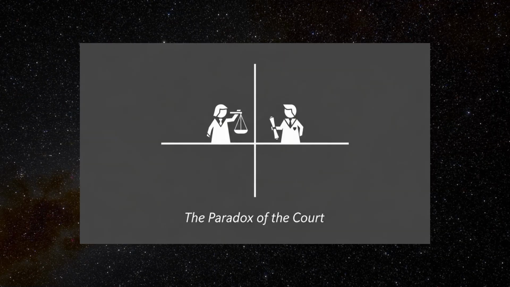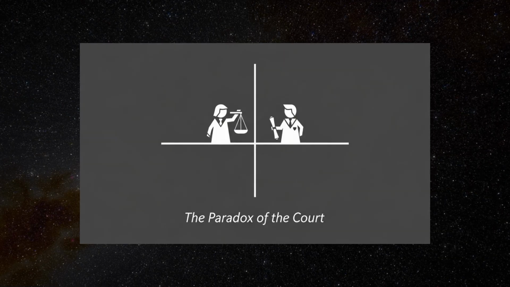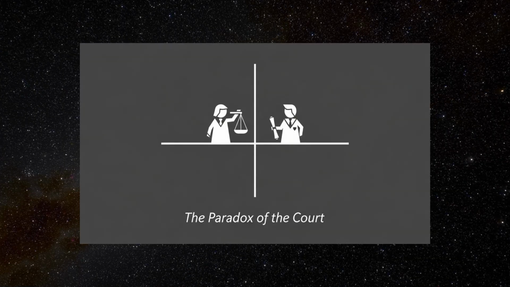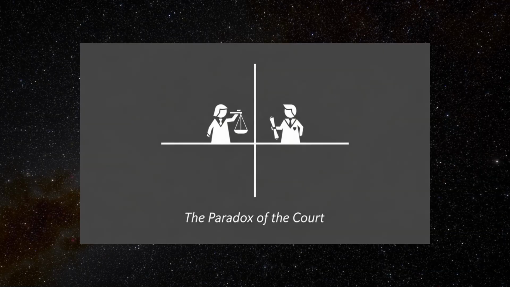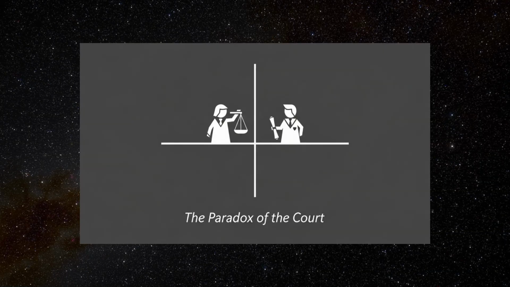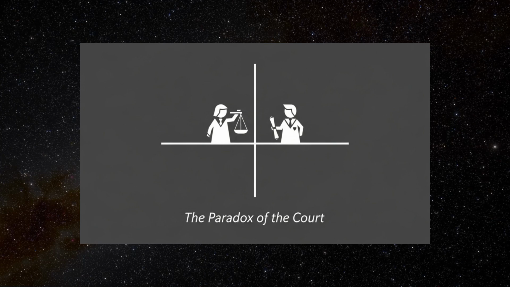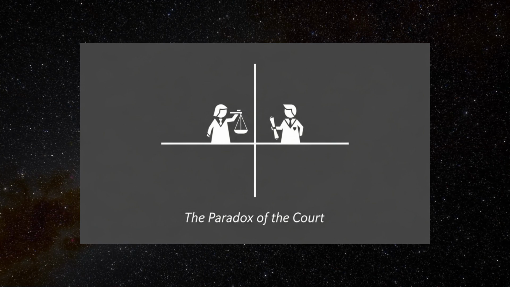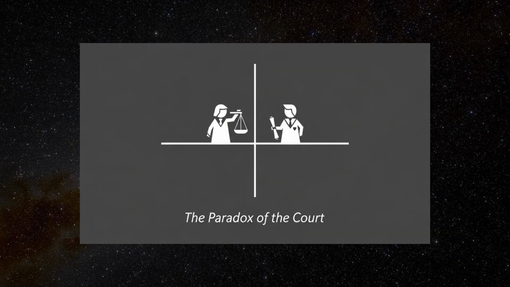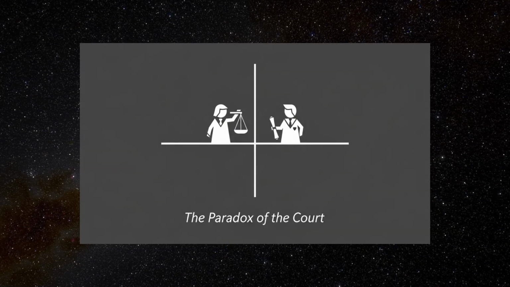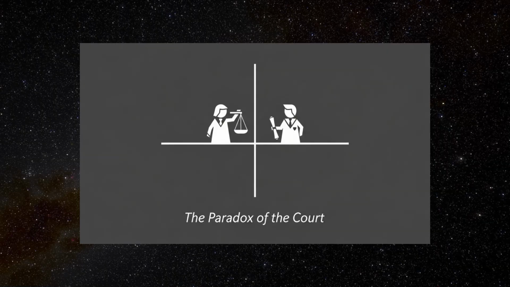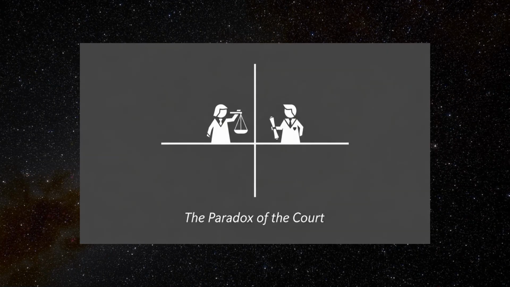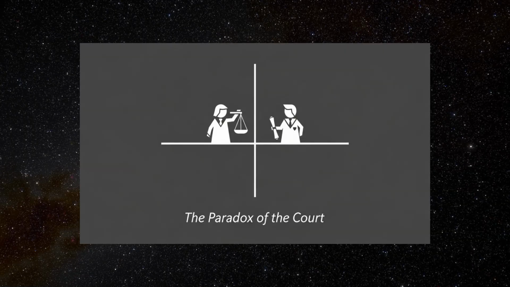Euathlus, however, had a similarly compelling counterargument. If the court ruled in his favor, then he would not have to pay Protagoras, since the court explicitly said so. If the court ruled against him, then he still would not have to pay Protagoras, because he still would not have won a case, this case being a loss, so the condition of the agreement would not be fulfilled. In both scenarios, Euathlus contended that he was not obligated to pay.